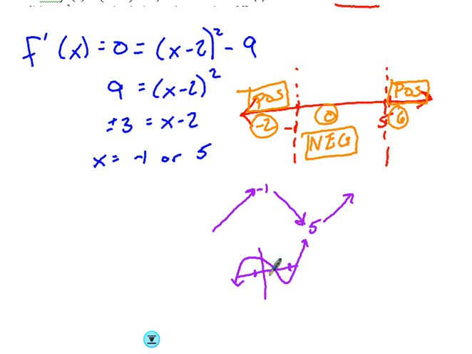Something like that. It might not, but the bottom line is this right here is a relative maximum, and this right here is a relative minimum. You're looking for a relative minimum, not a relative maximum. That's why we select 5 and not negative 1.